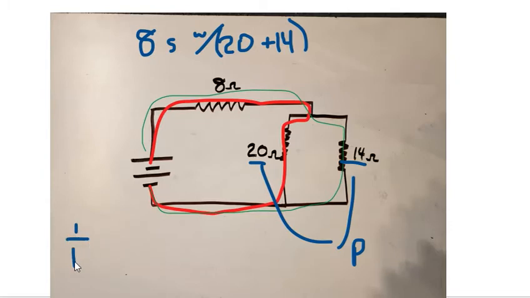Let me write that out. 1 over the total resistance equals 1 over 20 plus 1 over 14.